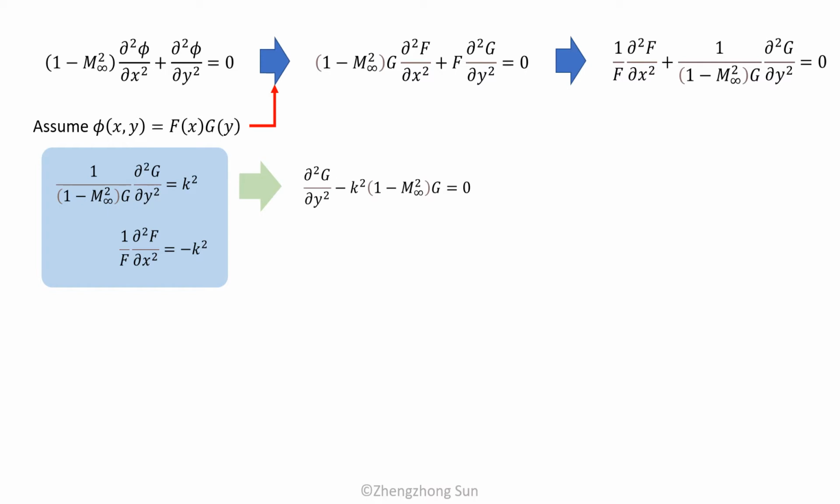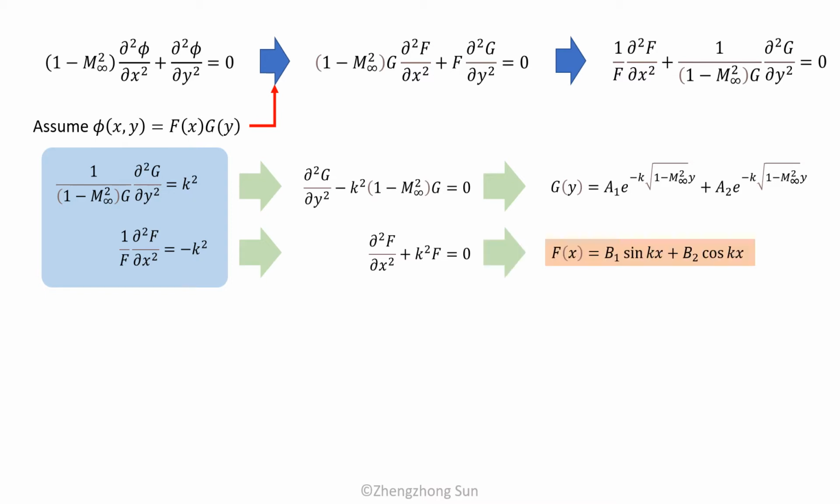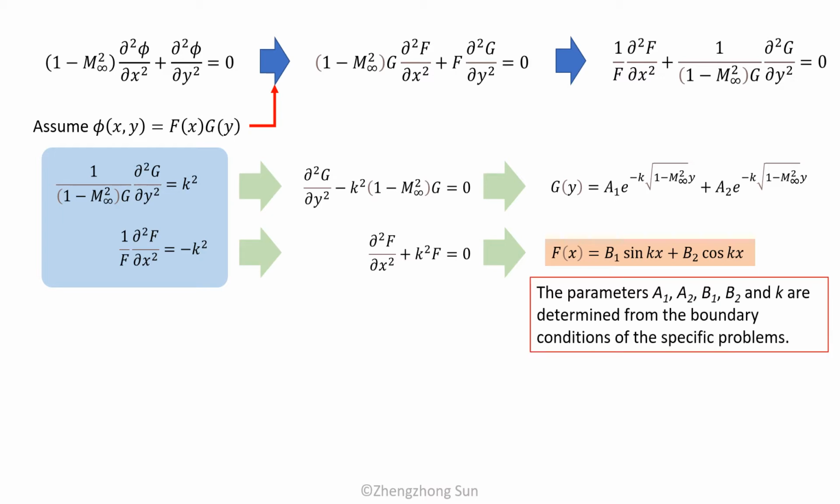And for the g equation, we can rewrite again. And so based on the theory of partial differential equations, we can have the theoretical solution of g(y) expressed this way. And similarly, we have the equation for f, the PDE for f. And again, we have the theoretical solution for f(x). So it's b1 times sine kx plus b2 times cosine kx. And the parameters a1, a2, b1, b2, and k are to be determined by applying the boundary conditions. So now the task is to define a1, a2, b1, b2, and k.